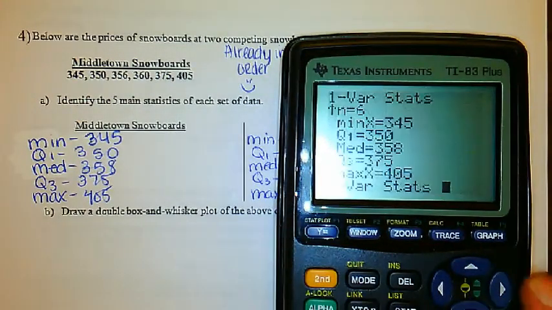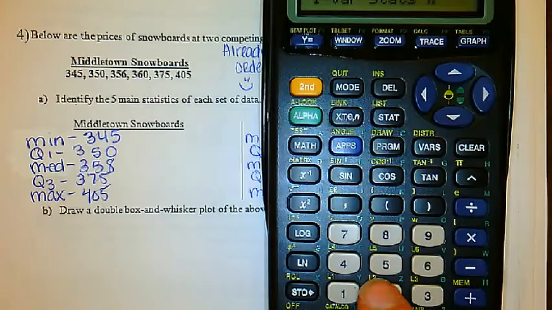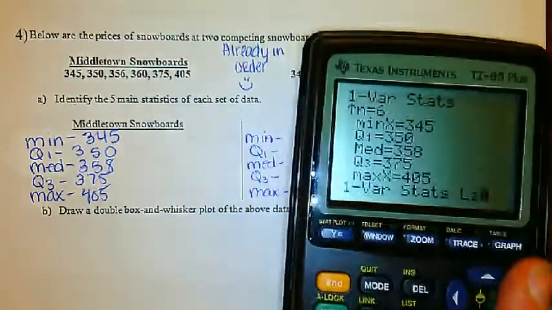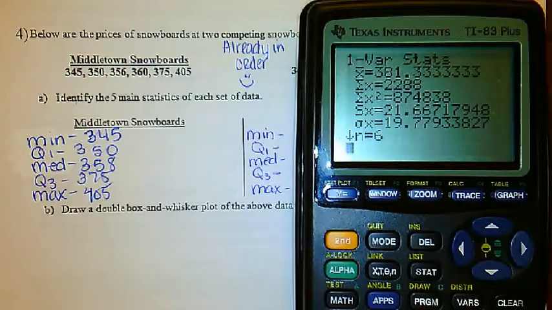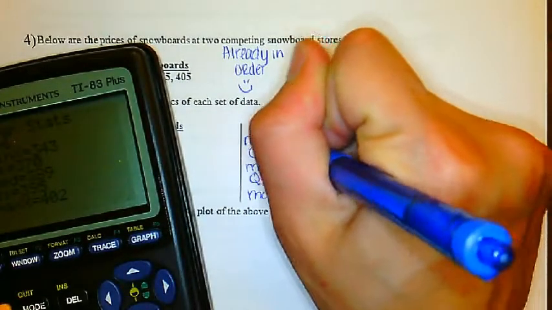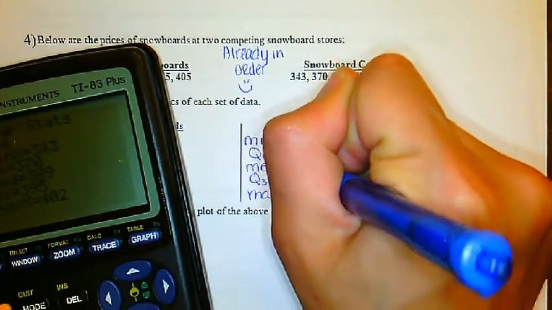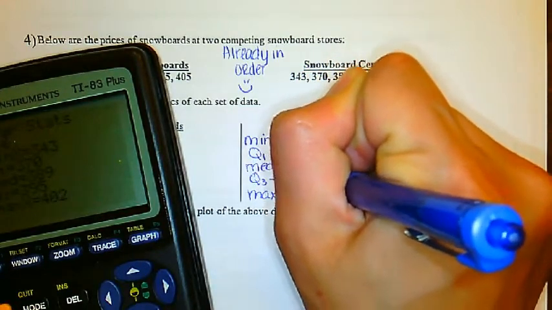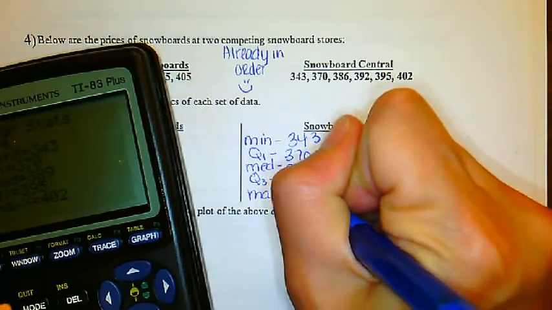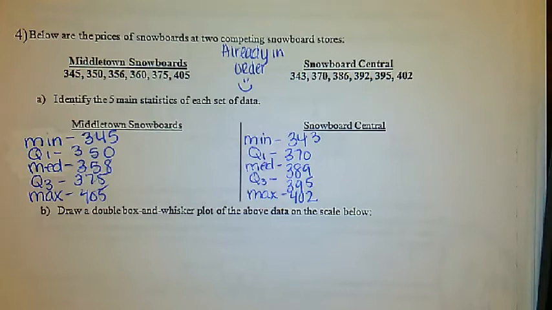Okay. And now, I already have my values in L1, so I'm just going to hit stat calc again. But now instead, I'm going to do L2. I can't see, so I hit second, and then right here is L2. And I get all my values: 343, 370, 389, 395, and 402. Okay, so now that I have that, I can make my box and whisker plots.